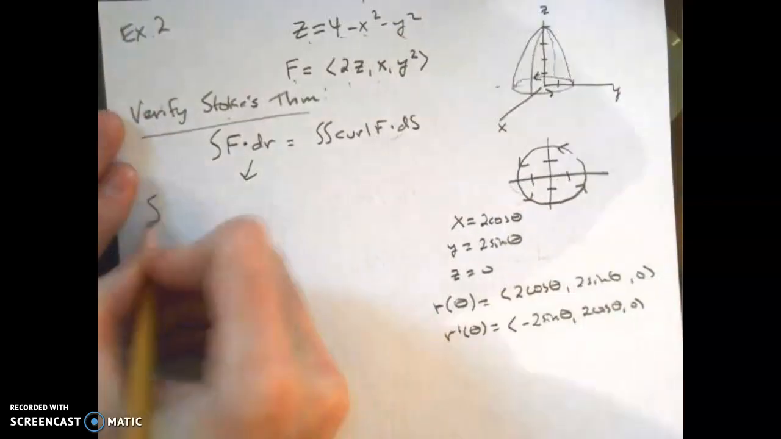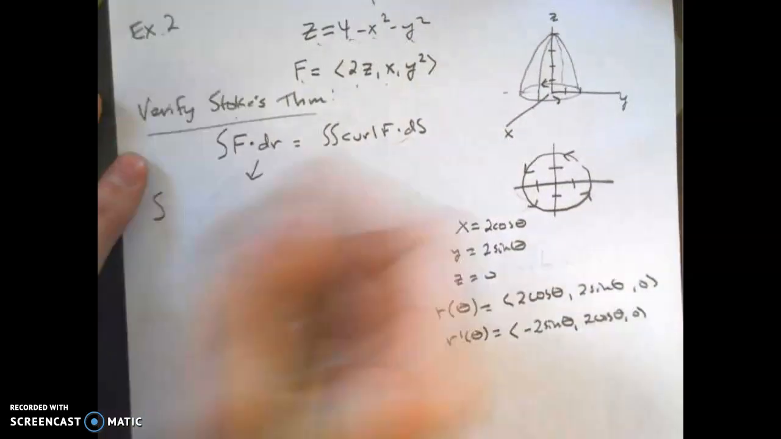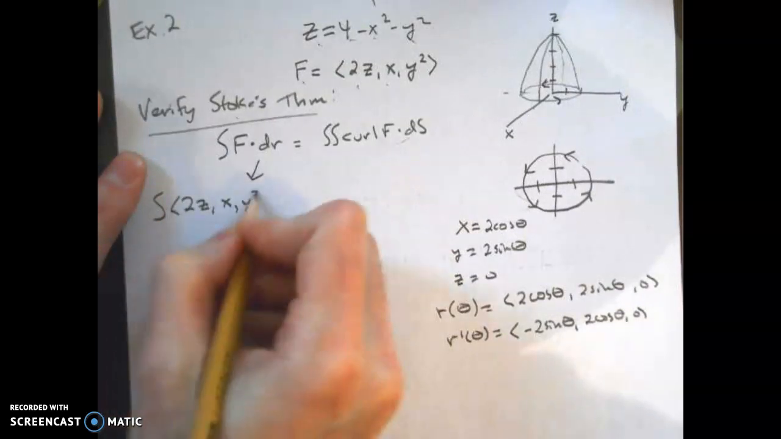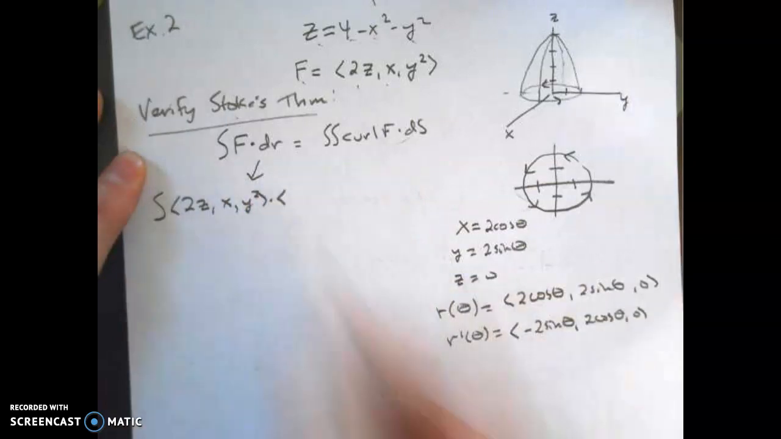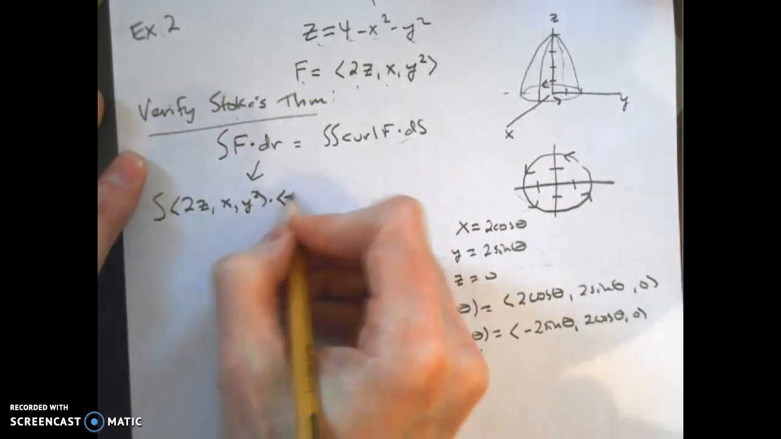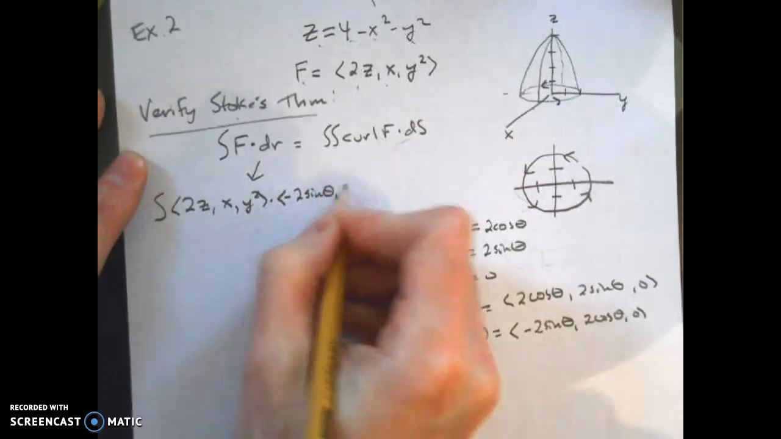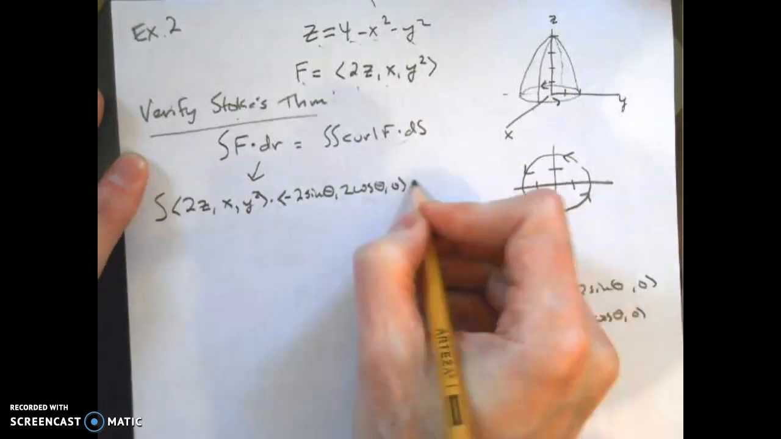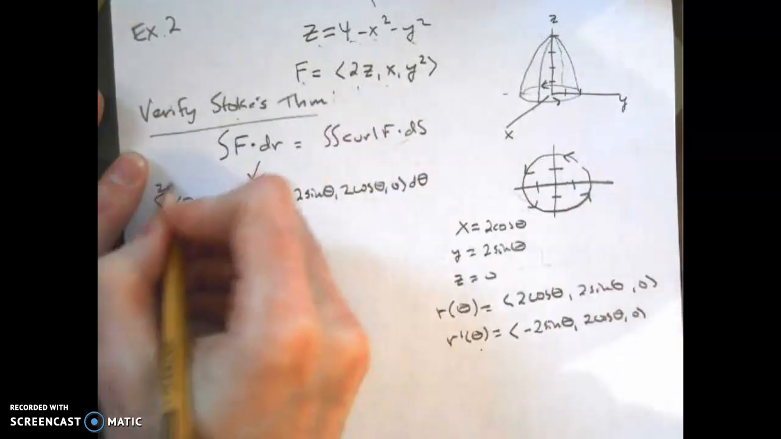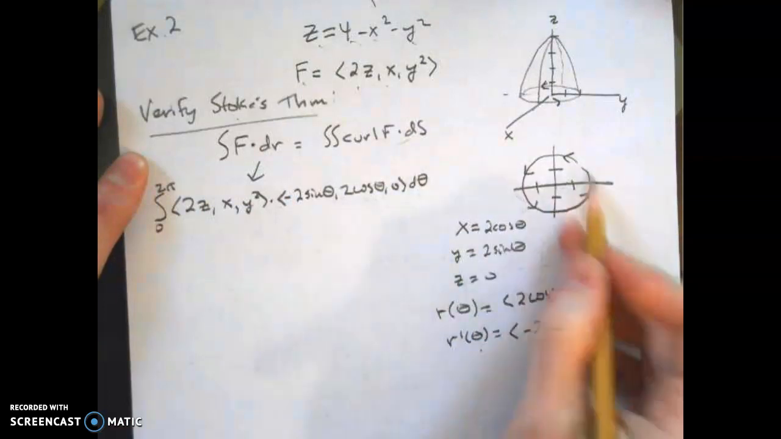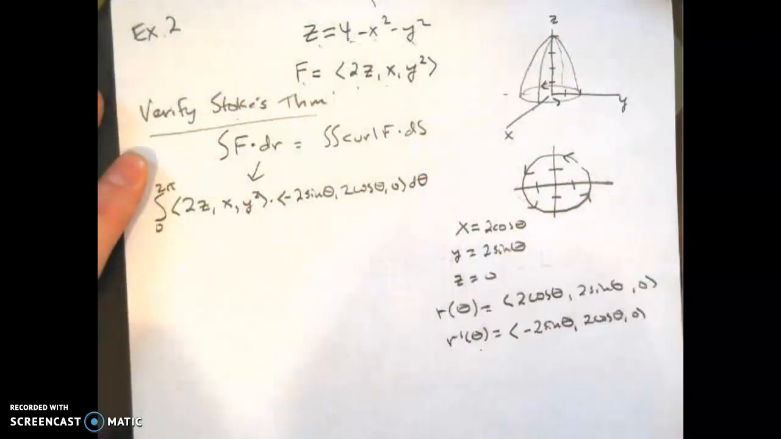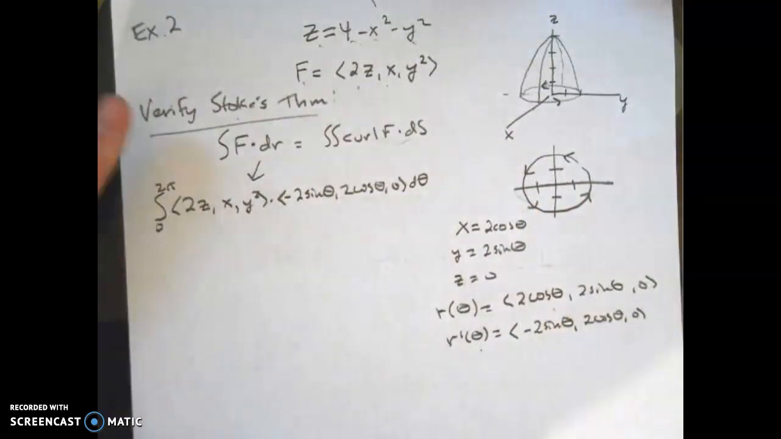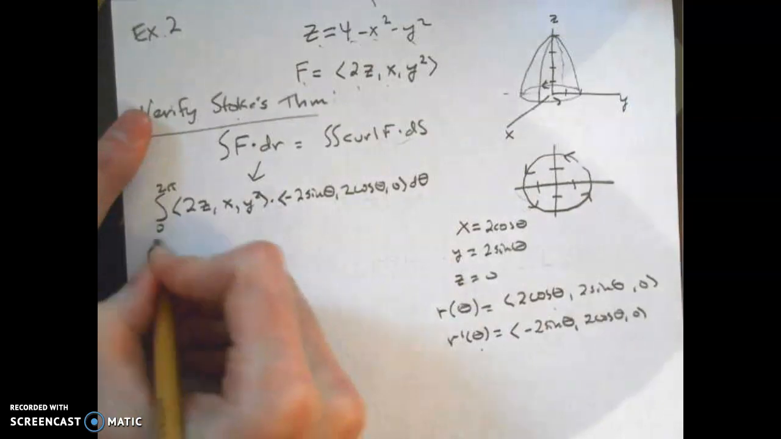Okay, so when we calculate this, we have F, which is 2z, x, y squared, dotted with r prime of theta, negative 2 sine theta, 2 cosine theta, and 0. This will be d theta. Theta goes from 0 to 2 pi. We're just going around this curve. Notice on this curve, r is always equal to 2, so we don't have r as one of our parameters. And it's a single integral, so we shouldn't. Okay, so 0 to 2 pi.